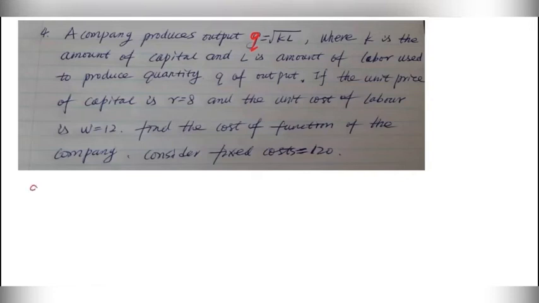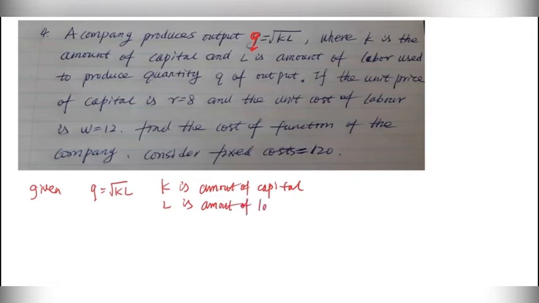So this one is given: K is the amount of capital, L is the amount of labor used, R equal to 8 is the unit price of capital, and W equal to 12 is the unit cost of labor.